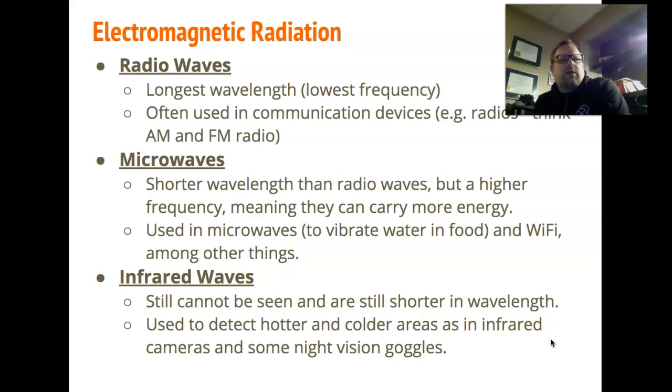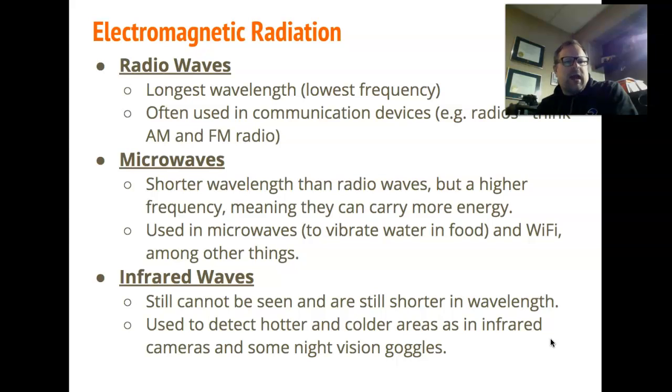So here are the different kinds, and we're going to work on that spectrum from the radio side over to the gamma ray side. Radio waves are the longest wavelength, lowest frequency, and like the name suggests, we use them often in communication devices, like radios. So AM and FM radios, for example, or I think we talked in class about ham radios, which are even longer wavelengths, but travel a little further.